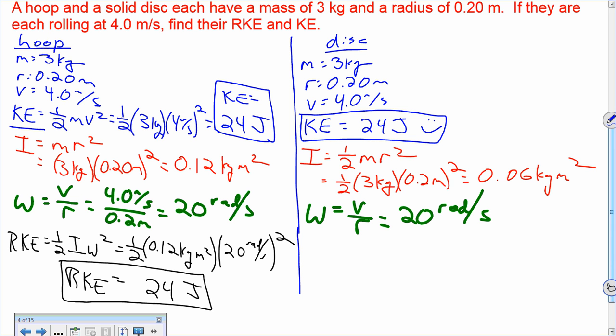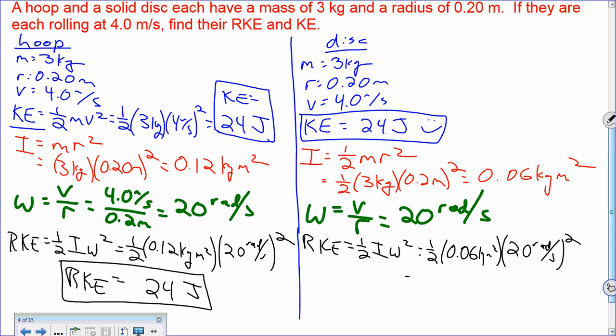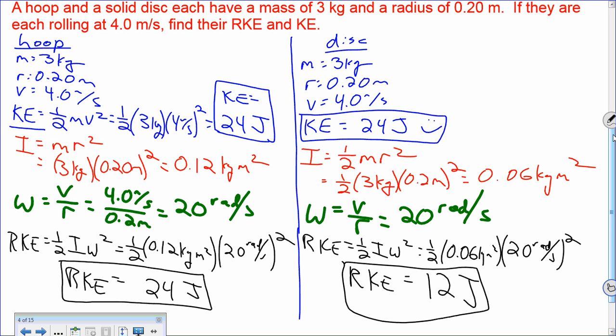Let's find our RKE. So RKE is 1/2 I times omega squared. So that's 1/2 times 0.06 kilogram meters squared times 20 radians per second. Don't forget to square it. And you've got 12 joules. Now what do you notice? It's half as big. Where did the 1/2 come from? From our I.